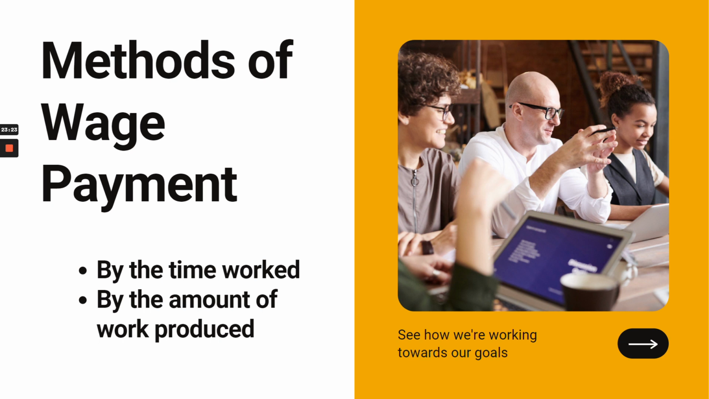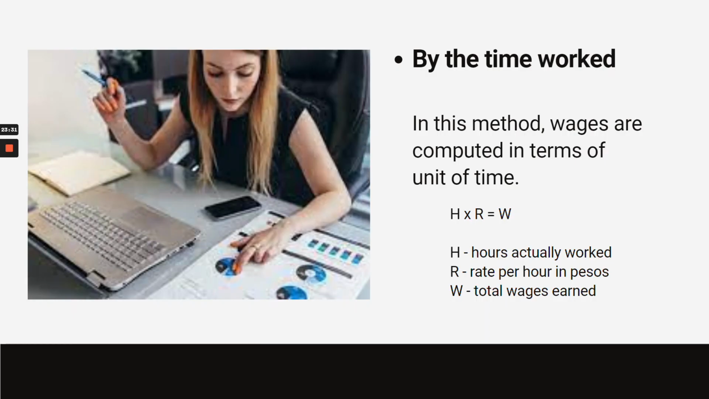There are actually two methods. One is by the time work, and the second is by the amount of work produced, which is very simple. By the time work, meaning wages are computed in terms of the unit of time. So the formula is hours times the rate equals wage, right? So how many hours you have worked, then your rate per day, that is your salary.